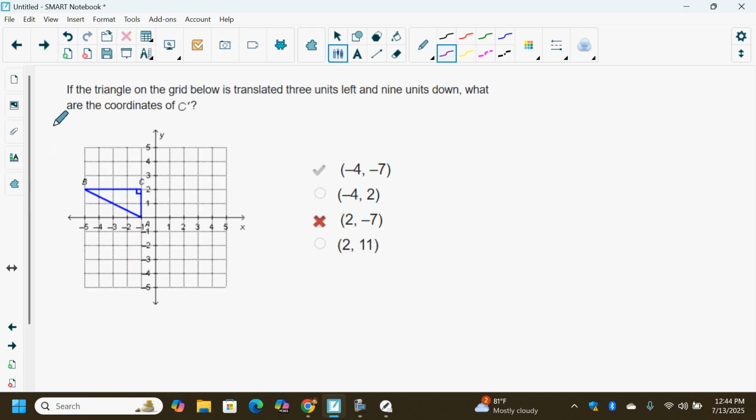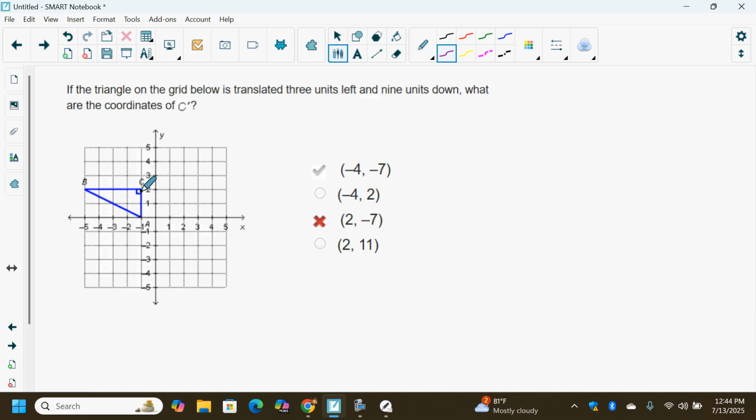Okay, the triangle in the grid below is translated 3 units to the left and 9 units down. What are the coordinates of C? So these are a little tricky to do without having something to graph. So you might want to graph it on a sheet of graph paper. So it's translated 3 units to the left. So here's C, right here.